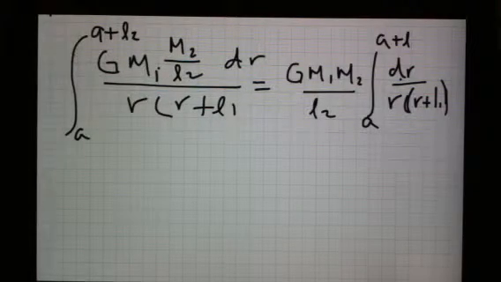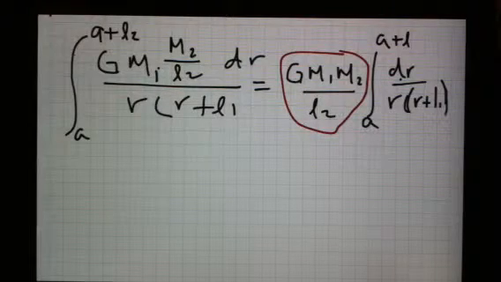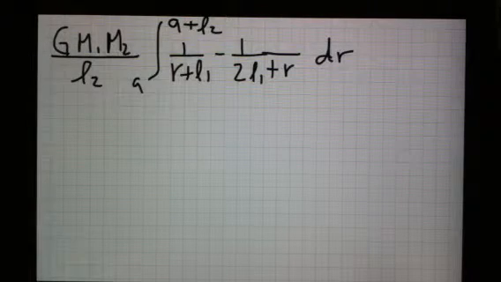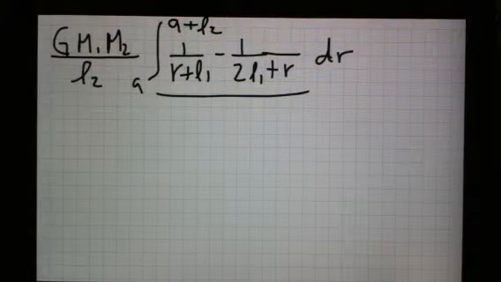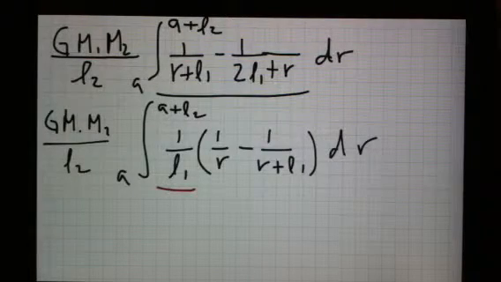Before we integrate, we need to isolate our constant, which are all of these items. And we integrate dr over R times R plus L1. I use the partial fraction method to integrate, and I end up with this integral. So I factor out 1 over L1, and I have a much simpler integral.